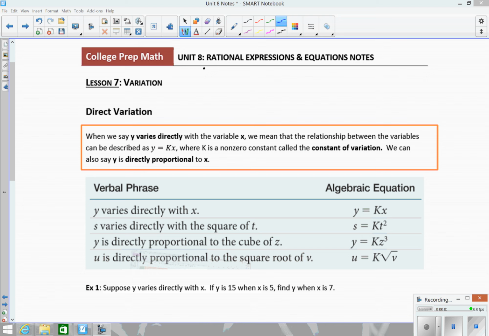In lesson 7, we're going to look at variation. There are 3 different types of variation that we're going to look at. The first type of variation is called direct variation.